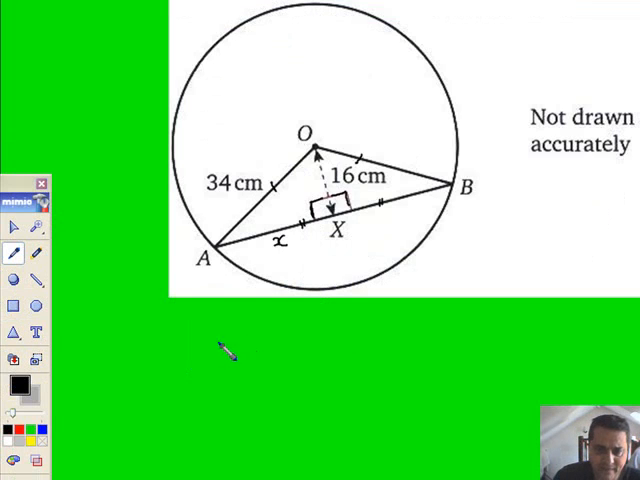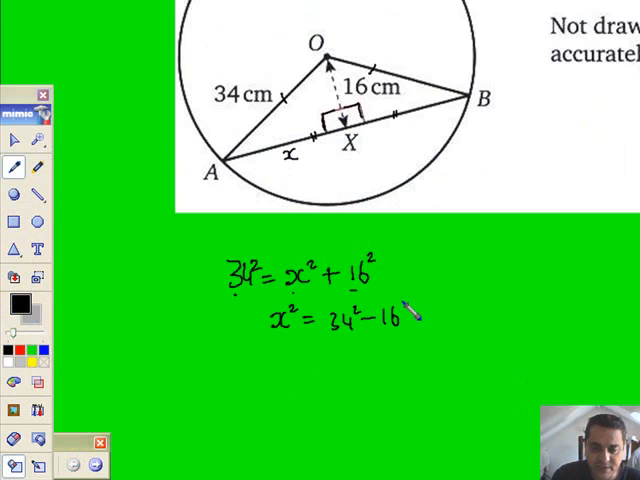I'm working from left to right. I know that the hypotenuse squared, the big one, so 34 squared, is going to be x squared, the small side squared, plus the other small side squared, which is 16 centimetres, powered up to 2. Again, the two small sides squared make the big one squared. So what I'm looking for is x squared, which is going to be 34 squared, take away the 16 squared. Let me work that out a little bit now. So 34, hit the square button.